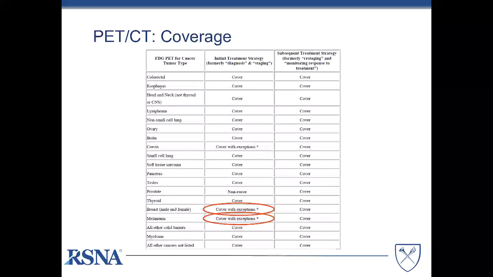Similarly, PET CT is not covered for initial staging of regional lymph nodes in melanoma, but using PET CT to look for more distant disease with melanoma would be covered.